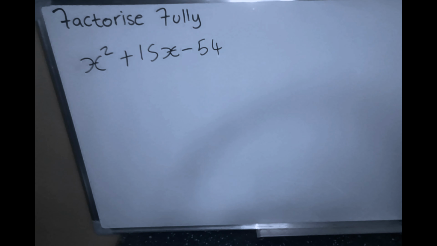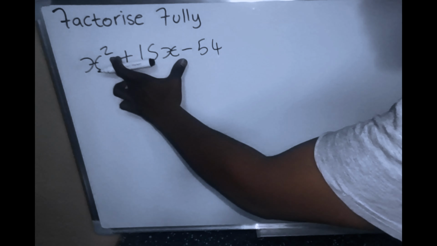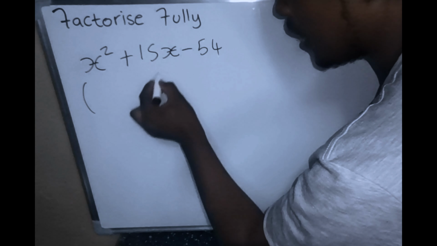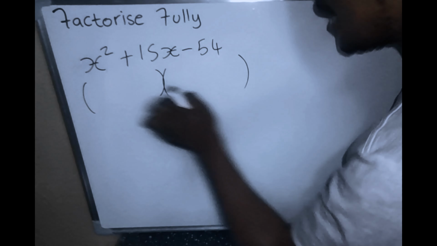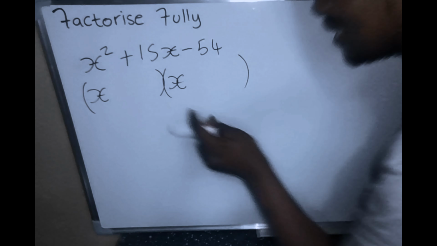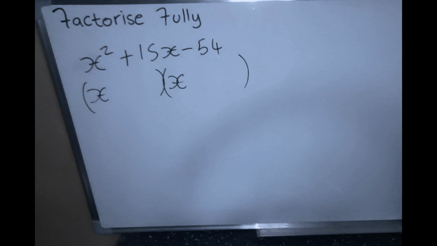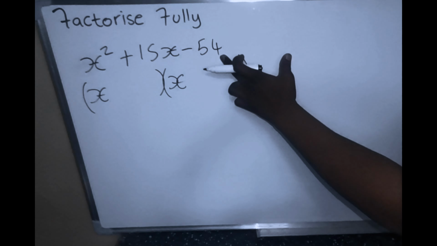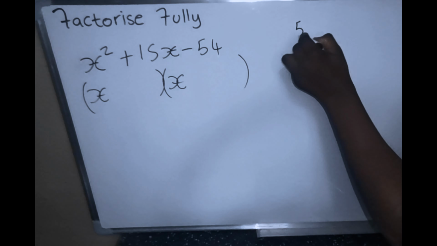Now, how do we simplify this quadratic expression or quadratic trinomial? There are many ways to simplify this, but the simplest way is this one. Remember, when you've got a squared already, you must know that you're going to open two brackets here. And the factors of x squared are x and x, like this. One of the ways is to find the factors of our constant, which is 54. What are the factors of 54?